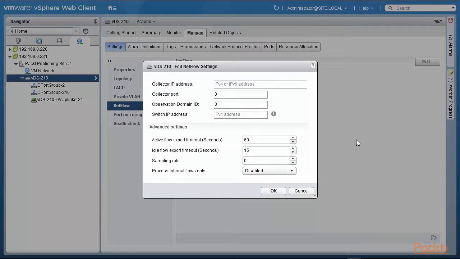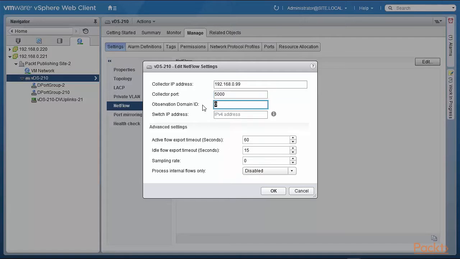The vSphere distributed switch collects the flow information as I defined earlier, and then at certain points in time, it sends it over to the NetFlow collector. So it has to know what the collector IP address is. This would be an IPv4 address. And in our case, let's use 192.168.0.99. I'm going to leave the collector port alone. You can actually define the collector port, but actually let's try 5000.